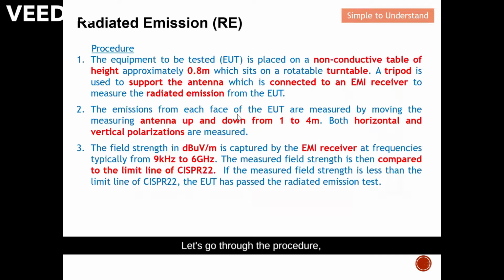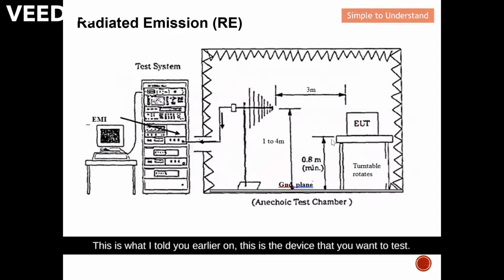So let's go through the procedure, how we conduct the radiated emission test and measurement. The equipment to be tested, EUT or DUT, is placed on a non-conductive table of height approximately 0.8 meter, set on a rotatable turntable. So this is what I told you earlier on. This is the device that you want to test. It rests on this non-conductive table, which is about 0.8 meter tall, and this whole thing also sits on a turntable. So the turntable will rotate 360 degrees.